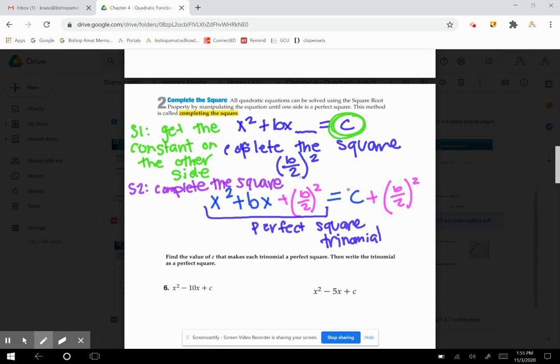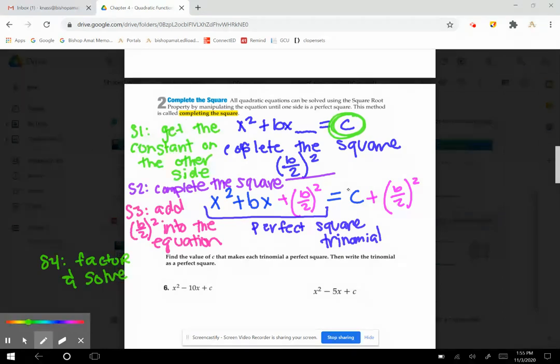Which is this step. Step 3, you're going to add the b over 2 squared into the equation, which is what we did right here. Last step, step 4. I'm running out of room, so I'm going to write it right here. Step 4, you're going to factor and solve. So those are our 4 steps we need to follow every single time.